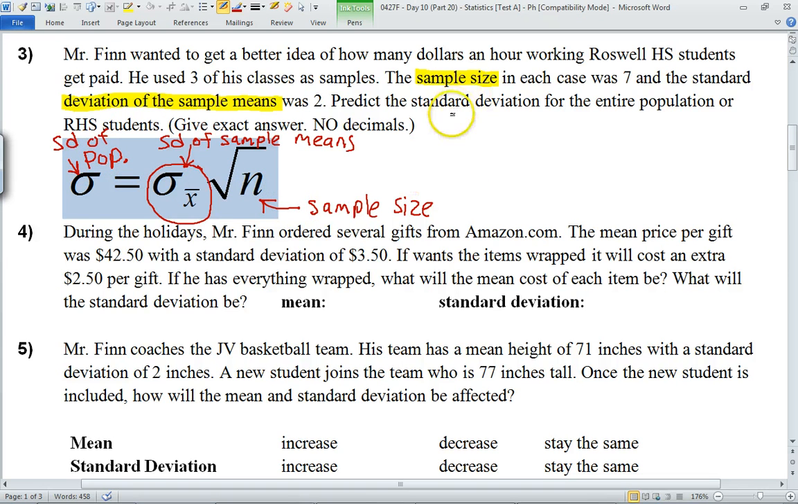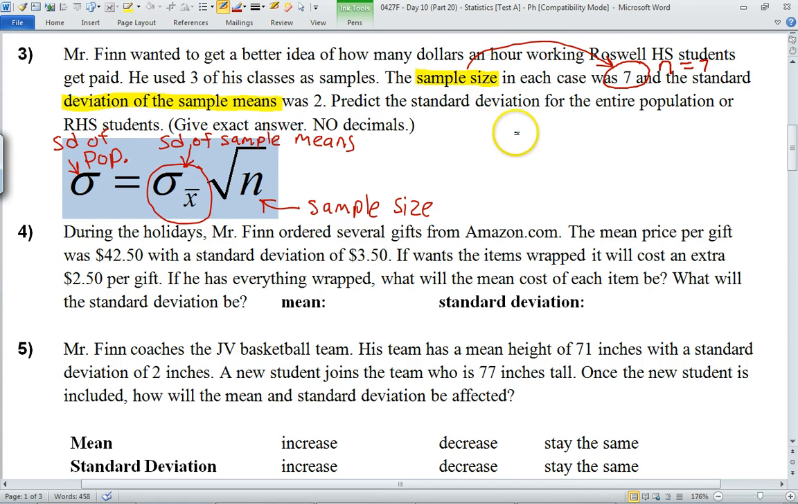Okay? So all we have to do is substitute in the numbers that we're given. So let's read through the problem and find which 2 of these 3 variables were given. Then we'll be able to solve for the other one. So it says, let's see, he used 3 of his classes as samples. The sample size in each case was 7. So they're giving us the sample size is 7. That's n. Okay, that tells us that n is 7.